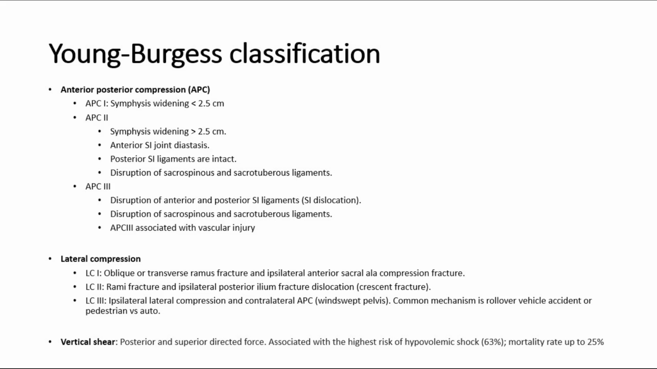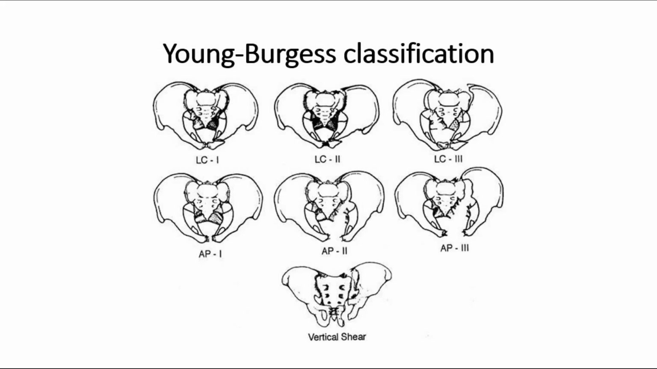For lateral compression, LC1, oblique or transverse ramus fracture and ipsilateral anterior sacral ala compression fracture. LC2, rami fracture and ipsilateral posterior ilium fracture dislocation. And LC3, ipsilateral lateral compression and contralateral APC. There is also the vertical shear, with posterior and superior directed force.